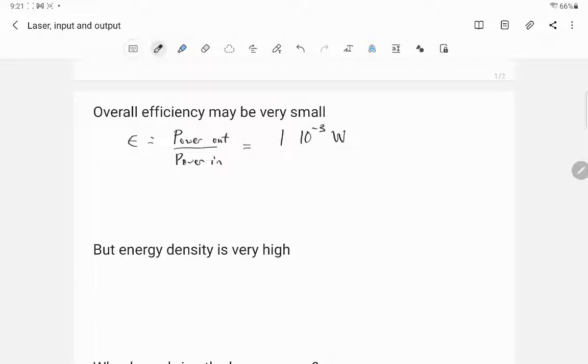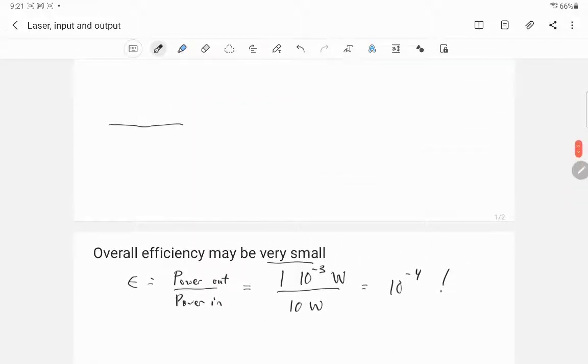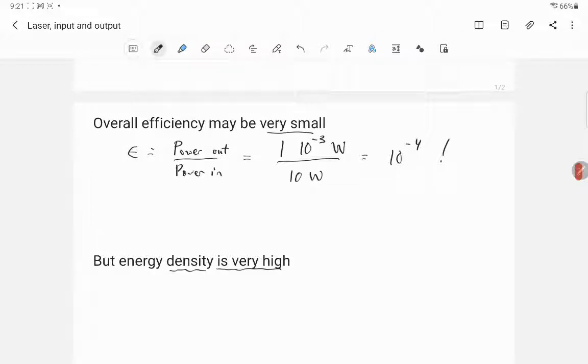But the power in might be something kind of crazy like 10 watts, right? So if you calculate this efficiency, the efficiency is 10 to the minus 4, right? That's a very small efficiency. But what's really cool is the energy density is very high, right? Density is sort of a spatial distribution of where the energy goes. And the sense in which this energy density is very high is, we could imagine our laser.